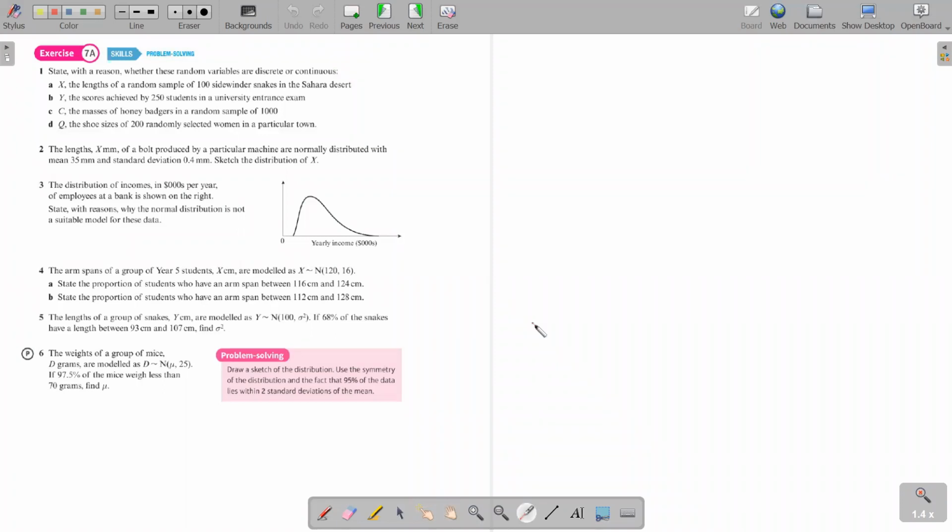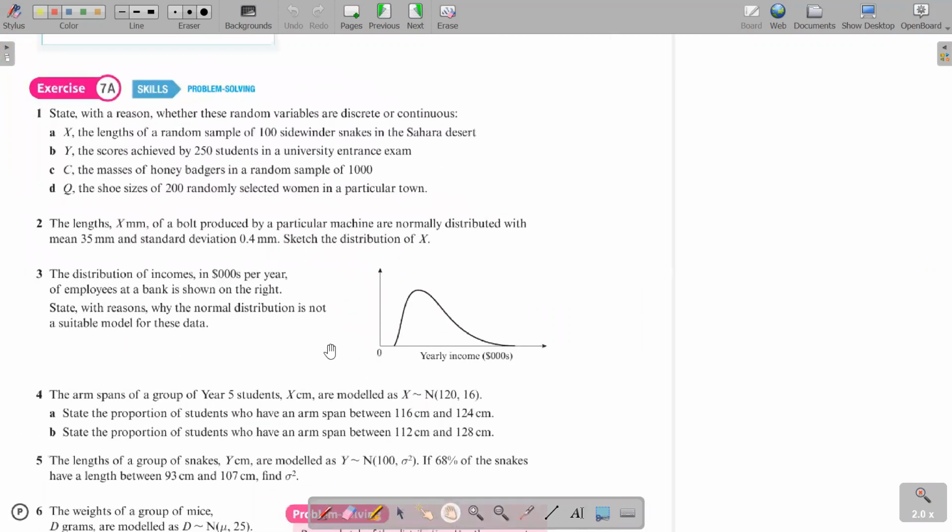Okay, so now we'll move on to exercise 7A, question number 1. State with the reason whether these random variables are discrete or continuous. So part A, they have said capital X, the length of a random sample of 100 snakes. The main thing that we are measuring here, the random variable, is the length. Length is a continuous random variable. So first one, part A, the answer is it's a continuous random variable.